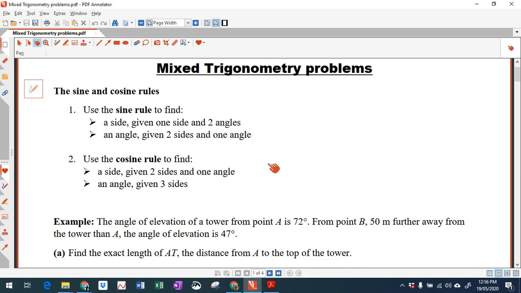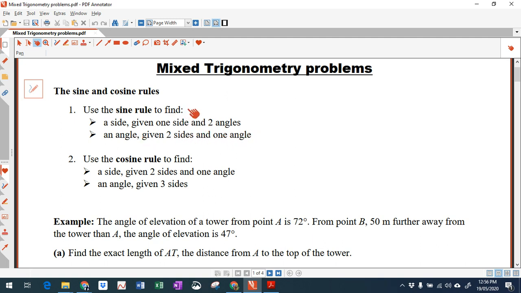Okay, year 11, we're going to look at some mixed trigonometry problems, and that will involve sine rule, cosine rule, and also we're going to have a look at some 3D questions as well. Now, use the sine rule to find a side if you're given one side and two angles. Use the sine rule to find an angle given two sides and one angle.